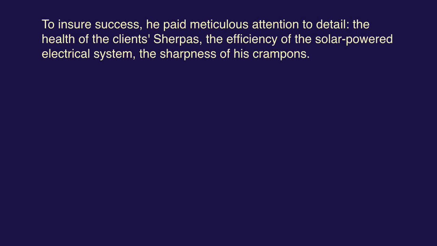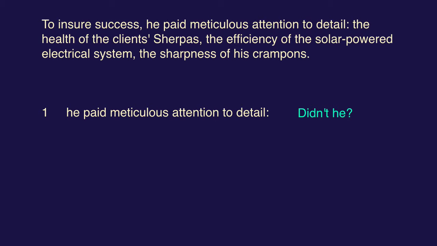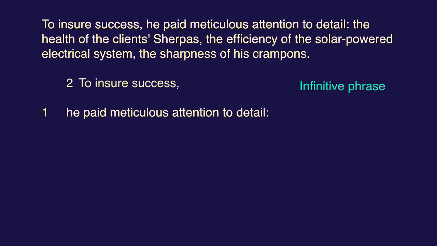When we start taking these apart, we look for the section that could have been a sentence by itself. Here's that. And we confirm that by tagging. He paid meticulous attention to detail, didn't he? So if you can do that, it's a level 1. Here's the part that starts the whole thing. Can't stand by itself, so it's a level 2. And the grammar of it is the infinitive phrase.